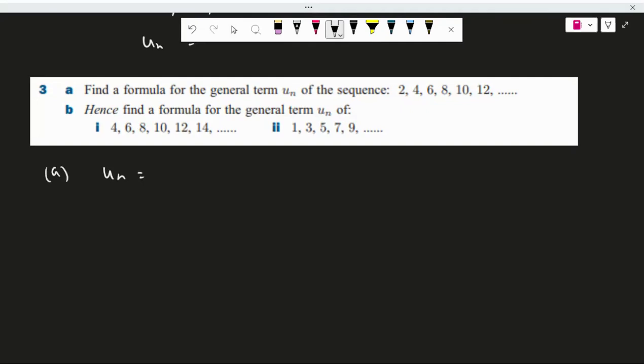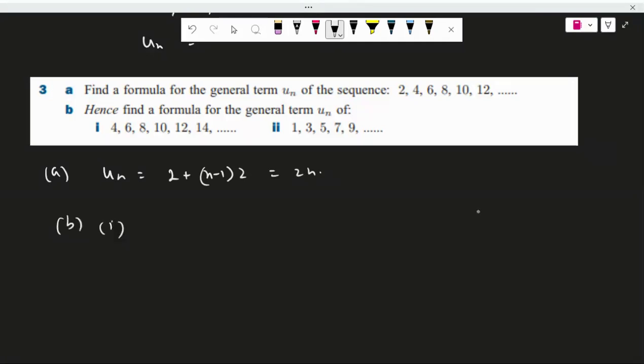It's quite an easier one. In fact, we will just use the formula for the nth term, that is u1 plus n minus 1 times b. So this will be 2 plus n minus 1 times 2. So this will be 2n, okay? In the first case.